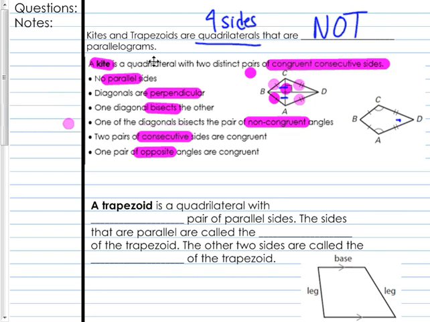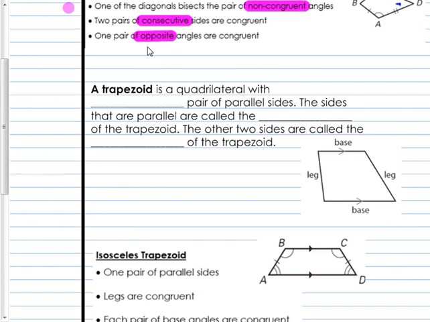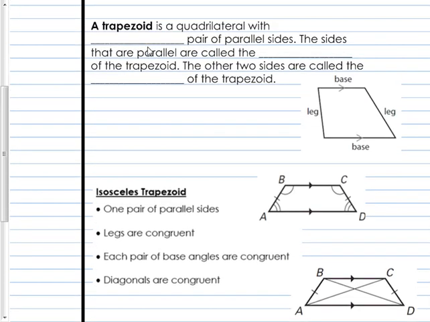I apologize if it seems a little tricky. I know it's a lot of vocabulary, but again, they're properties that are different, and they are things that we are going to have to learn. The next one is a trapezoid, which you should be more familiar with. A trapezoid is a quadrilateral with one pair of parallel sides. Okay, so not two pairs. That's why it's not a parallelogram, but it does have one pair of parallel sides.